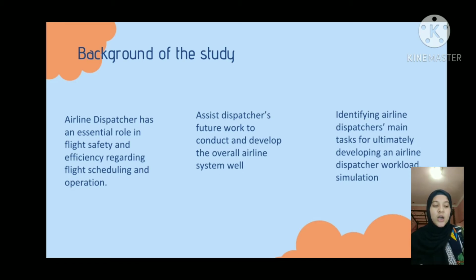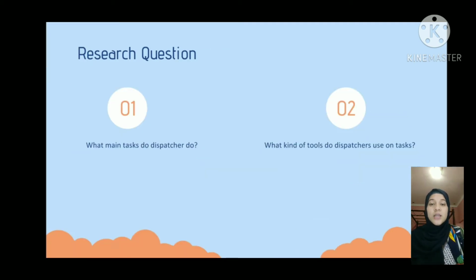Here, the researchers state that the airline dispatcher has an essential role in flight safety and efficiency regarding flight scheduling and also the operation. The reason the researchers chose this topic is that they would like to assist the future work of dispatchers to conduct and develop the overall airline system well. The objective of this research is to identify airline dispatchers' main tasks, ultimately to develop an airline dispatcher workload simulation. The next is the research questions, of which there are two: what main tasks do dispatchers do, and what tools do dispatchers use on those tasks?